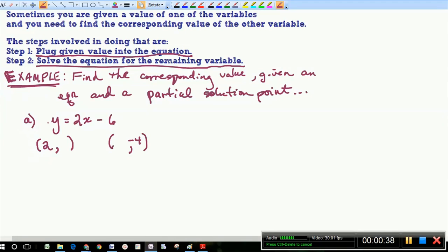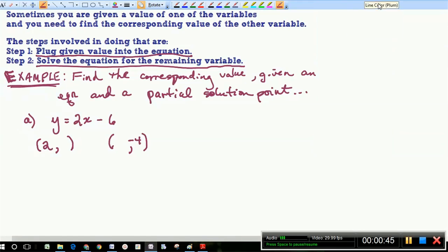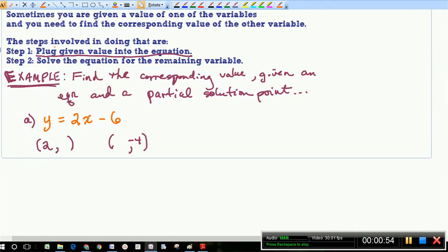Let's see what we got here in A. The equation we're given is y is equal to 2x minus 6. The first point we have to complete, they give us a 2, and the second coordinate is a question. So the y is in question. We're given x, and we have to find the y. So let's find that one first.